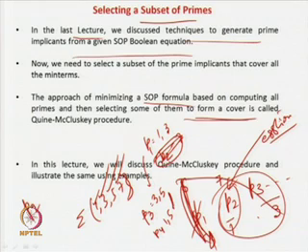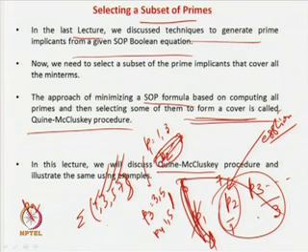Now, how can you do it? You have to select a subset of the primes so that all the min terms are covered. We will find out in this lecture how we can do that. This is called the Quine-McCluskey procedure, which will be illustrated by example, in which you select the subset of primes so that all the min terms are covered.